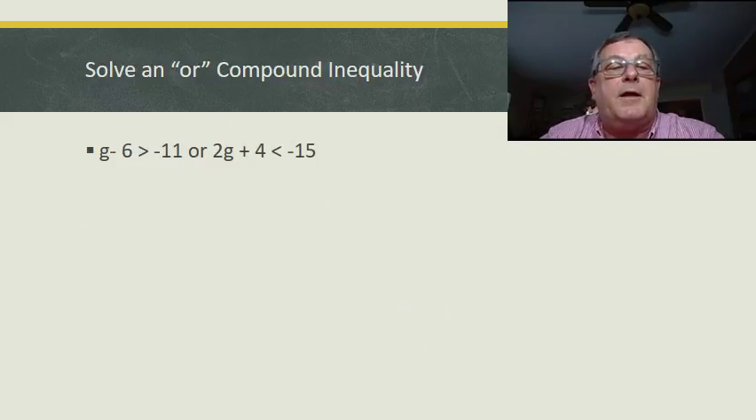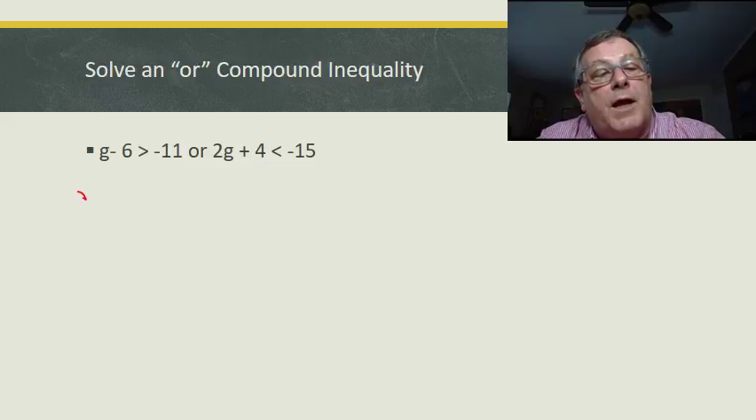Well, let's take a look here again. This second example, we're still solving an OR compound inequality. We're going to have to look at both inequality sentences and then graph accordingly. We're graphing the union of the solution set. In other words, both solution sets would be true.